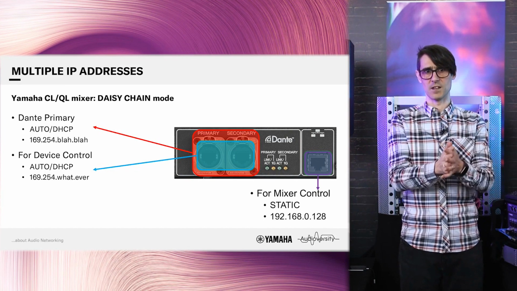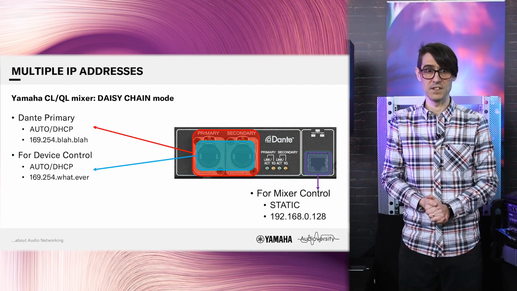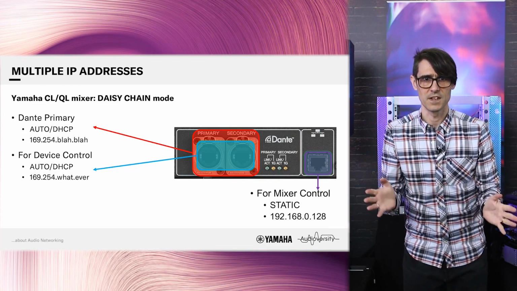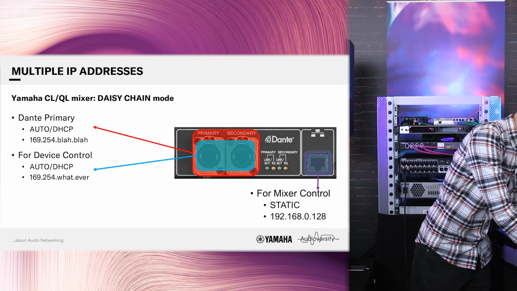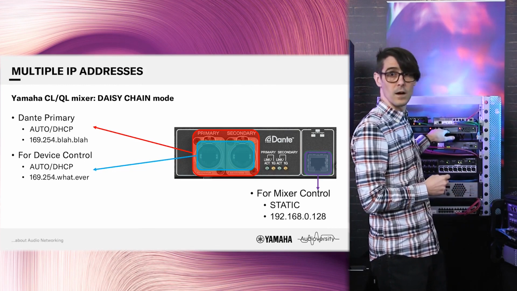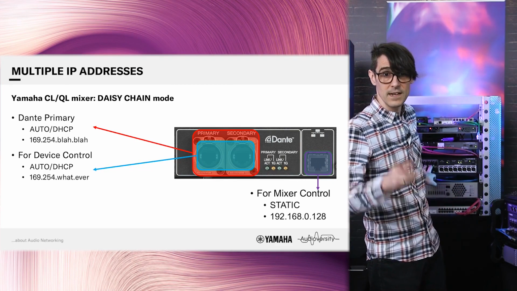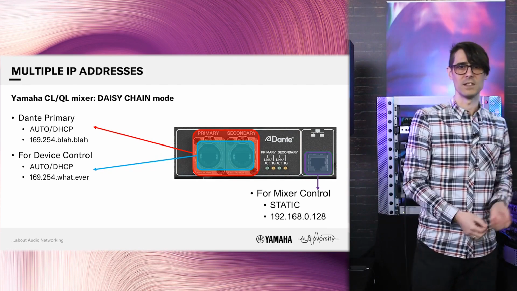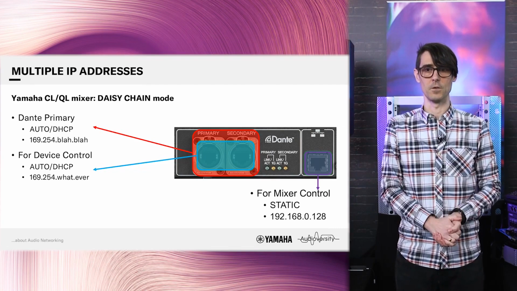And by default, it's going to be 169.254.something.something, unless you use a DHCP server. So you've got an address for your Dante audio and synchronization. Then you've got another address for device control. If you want your mixer to control through the Dante network, but control another device like a wireless mic receiver or an amplifier or mic preamps, then it needs another IP address for the control. In this case, it's also automatic or DHCP and is in the same range there, 169.254.